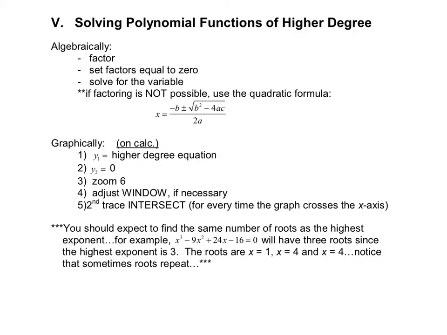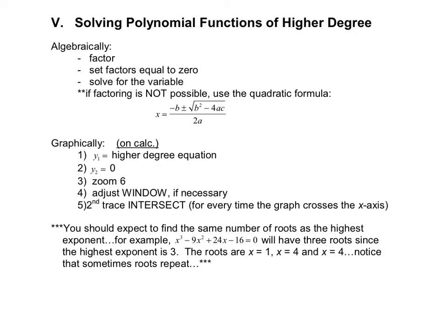It says you need to factor, set the factors equal to 0, and solve for the variable. If factoring is not possible, use the quadratic formula. So basically it's saying try to factor in T-bar, and if you can't do that, then you've got to use the quadratic formula. And really, that's nothing new for us. The only thing new is that because it's a higher degree, we're not going to be dealing with x squareds. We're going to be dealing with x cubed, x to the 4th power, x to the 5th power.